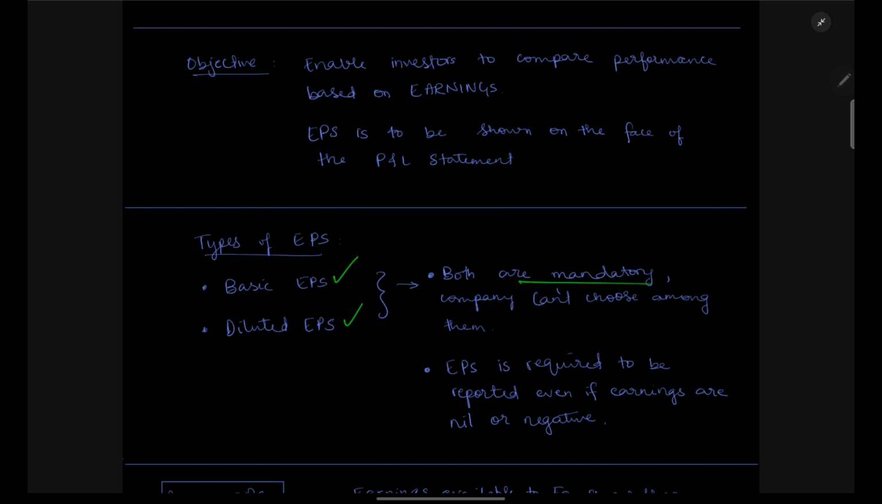And EPS is to be reported even if the earnings are nil. If earnings are nil, you just have to put a dash. If it is negative, then you have to put the negative number, obviously.